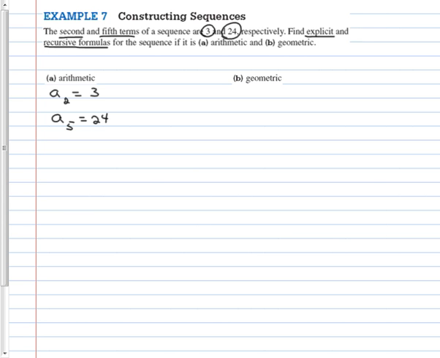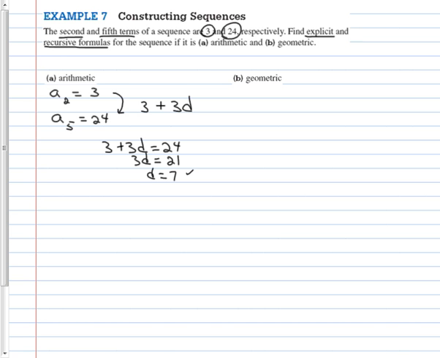So if I want to go from the second term to the fifth term, I would start with 3, and I would add 3 common differences. Since in arithmetic, I'm just adding a common difference, to go from the second to the fifth, I'd have to add it 3 times. 3 plus 3d is how I get my 24. So I can solve for what my common difference is. 3d equals 21. D equals 7.